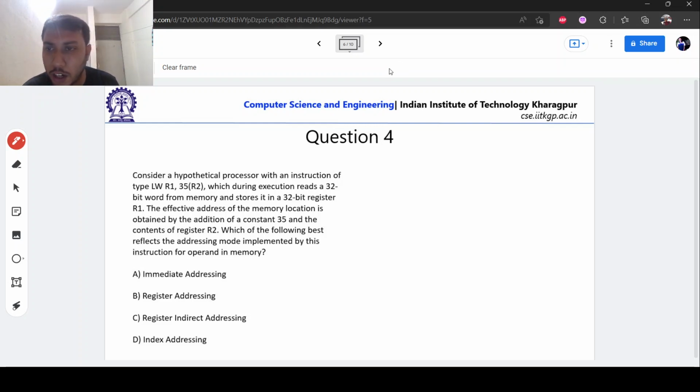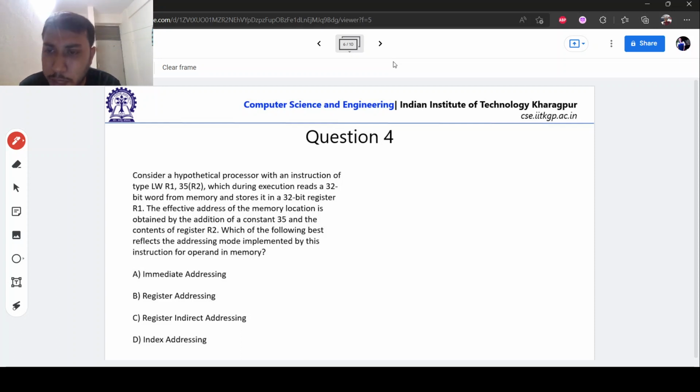instruction of type LW R1, comma 35 R2, which during execution reads a 32-bit word from the memory and stores it in a 32-bit register R1. The effective address of the memory location is obtained by the addition of a constant 35 and the contents of the register R2. Which of the following best reflects the addressing mode implemented by this instruction for the operand in the memory?